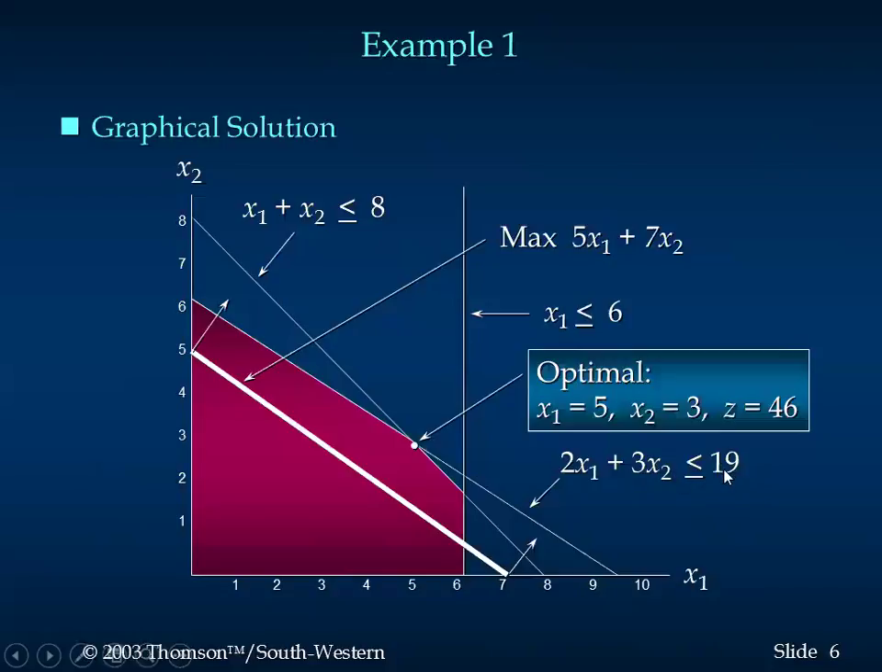How much does that give? 19 by 2, which is 9.5 here. And 19 by 3, which is 6.33 here. And the next one is x1 plus x2 less than or equal to 8, so 8 here and 8 here. So this is our feasible region. And the optimum point turns out to be 5, 3. As we take the isoprofit line out, it will be tangent to this point. So this is our optimum point. All right, everyone has understood? This is really very simple.